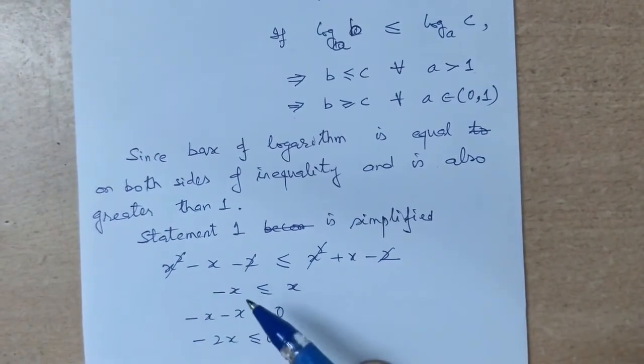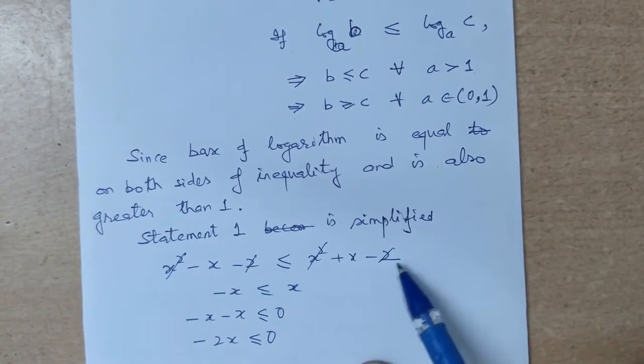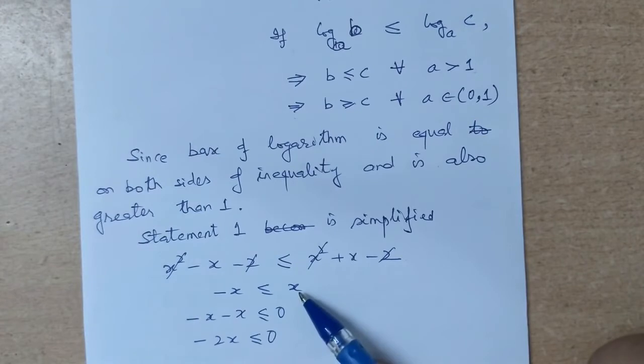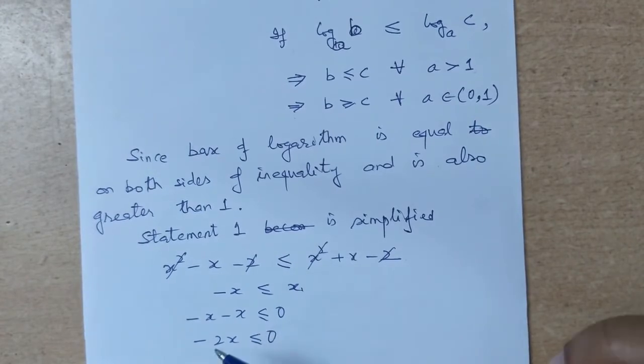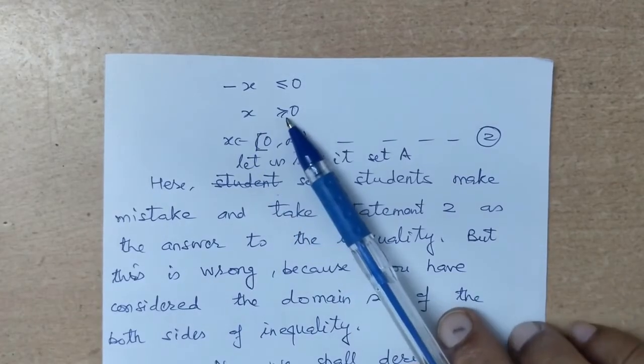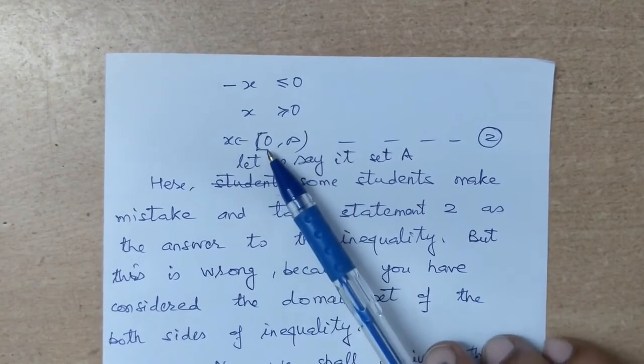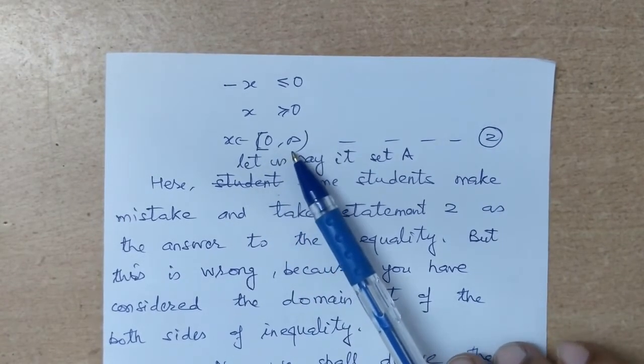x square and minus 2 are eliminated. It becomes minus x less than or equal to x, or minus 2x less than or equal to 0. It simplifies to x greater than or equal to 0, that is x in [0, infinity).